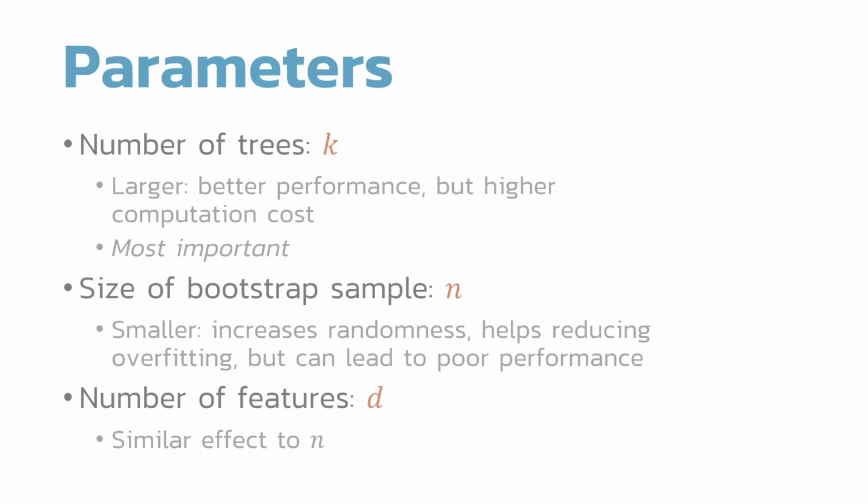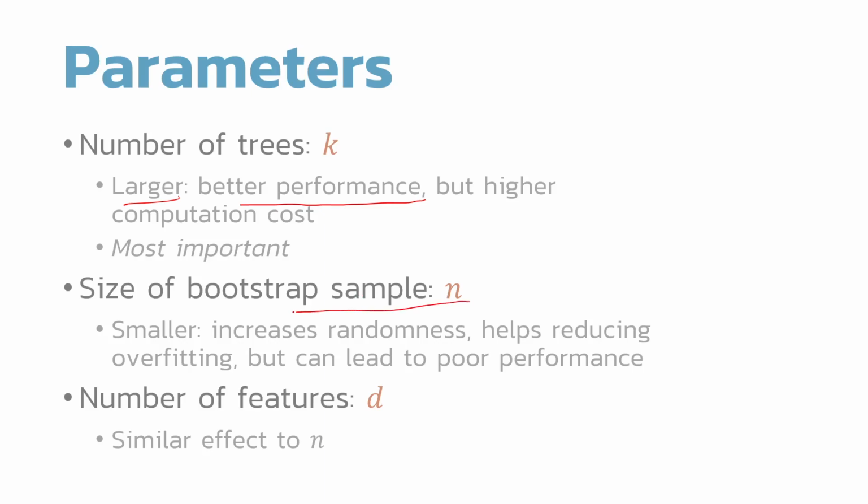Okay. So if you were to use them in scikit-learn, there are parameters that you can adjust. The first, very, very important one, is the number of trees, which is k. As you can imagine, if you have a lot of trees, then you usually get higher performance, but at the downside of higher computational cost, right? So you might want to set it relatively high, but not so high that it makes your code run too slowly.